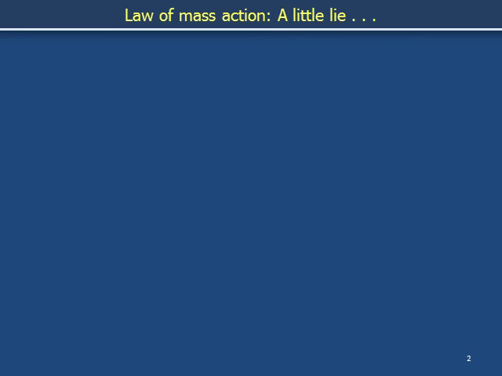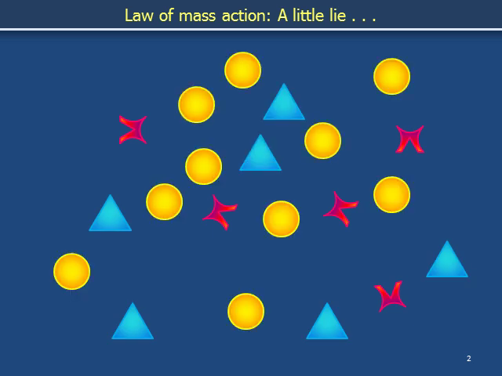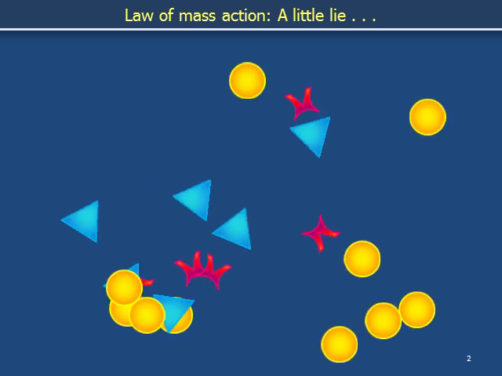The law of mass action relates the stoichiometry of reactants to the time rate at which a reaction occurs. Our derivation of the law of mass action uses a simplified picture. Suppose we have some reactants that look like magenta hot pants. Here are some more reactants sketched as blue triangles, and here are some yellow circles. The molecules can mix in a bath.